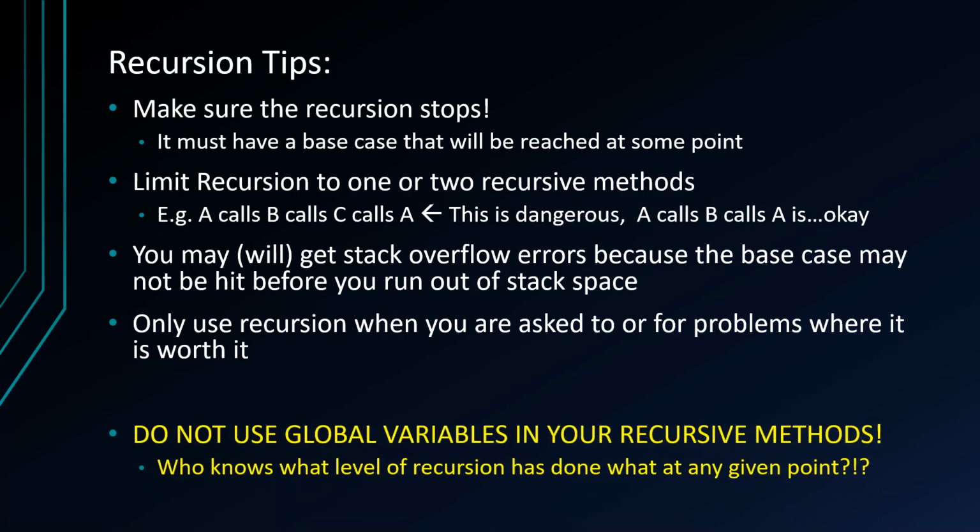Finally, do not use global variables in your recursive methods. I cannot emphasize this enough. The problem is you don't know which level of recursion is manipulating that data. And that is not a good thing. Because you're going to end up with problems where one level of recursion is expecting the data to be one thing, but then the next level comes in and manipulates that data, and by the time it pops off, that previous level is now wrong. It doesn't work anymore. So do not use global variables in your recursive algorithms.